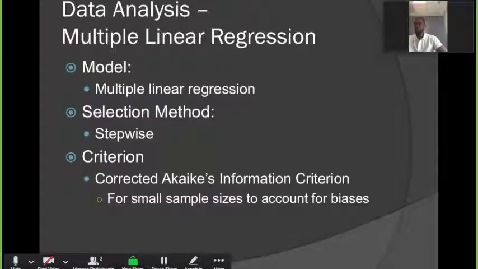Then I developed several multiple linear regression models. I used the stepwise selection method, and for my criterion, I used the corrected Akaike information criterion. I used this criterion mainly because of the small sample size, so I wanted to be able to account for the biases within the data.